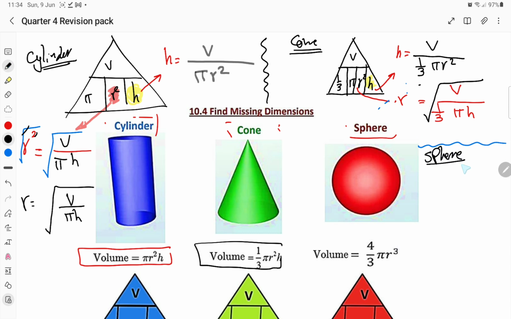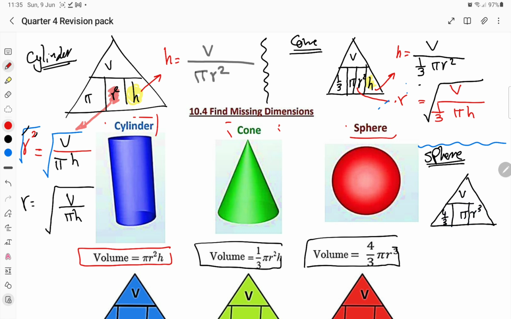What is the volume of the sphere? 4 over 3 pi r cubed. So again, for the sphere, the volume equals 4 over 3 pi r cubed. The only thing he might ask you about is either the volume, which is a direct formula, or the radius. So the radius cubed is equal to volume over 4 over 3 pi.